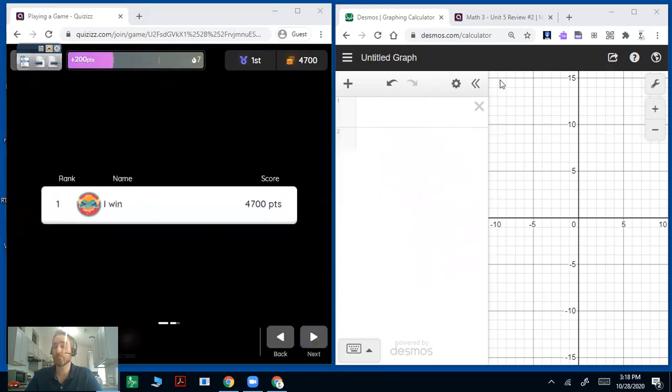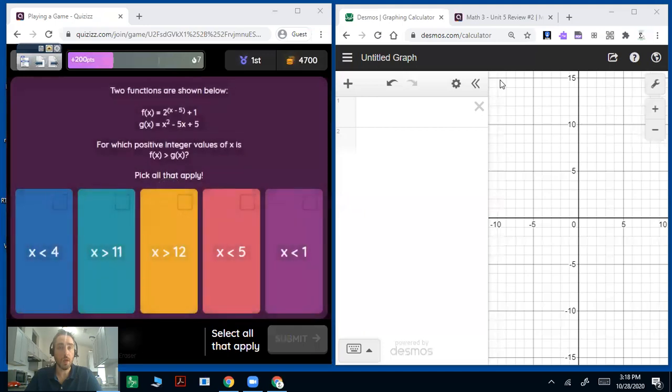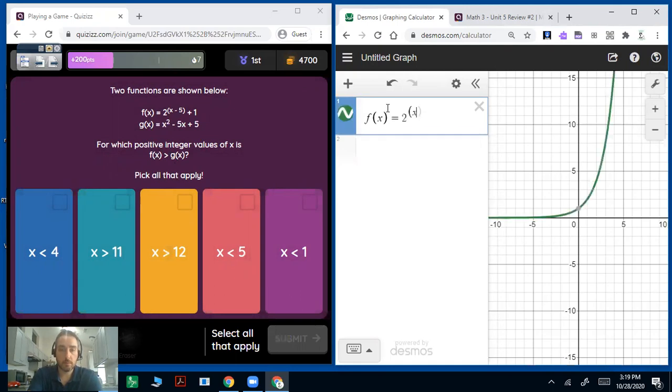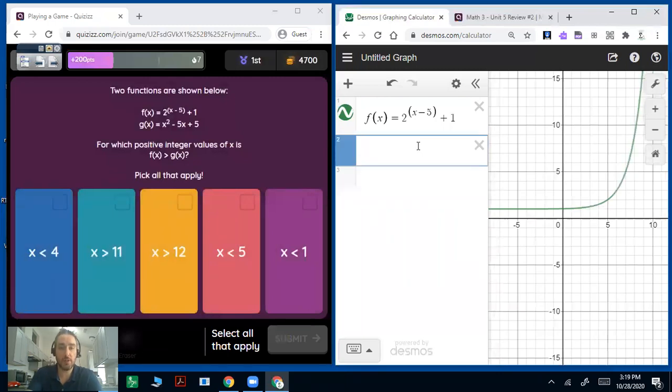Next question. Two functions are shown below. F of x equals 2 to the x minus 5, plus 1, and g of x equals x squared minus 5x plus 5. For which positive integer values of x is f of x greater than g of x? Pick all that apply. We need to graph it. So we'll start by graphing the exponential function. Make sure you graph it accurately. And then we're going to also graph the quadratic function so we can make that comparison.